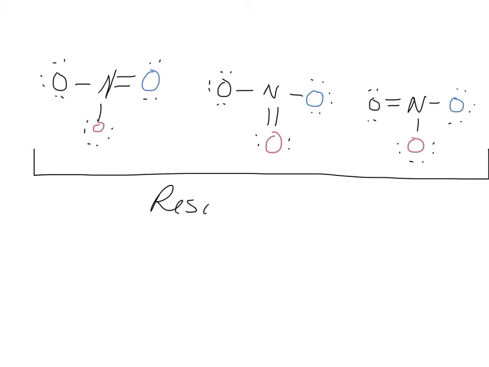This is the term resonance. Okay? Now what a resonance structure is, it's when you can draw more than one valid Lewis structure where the only thing that changes is the placement of the electrons. Just the electrons.